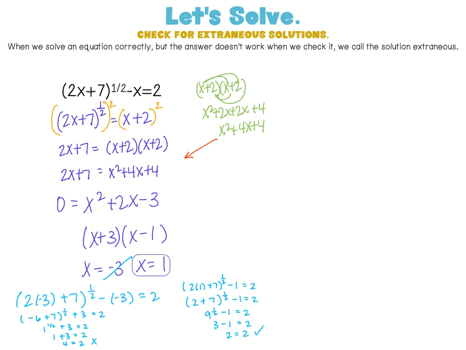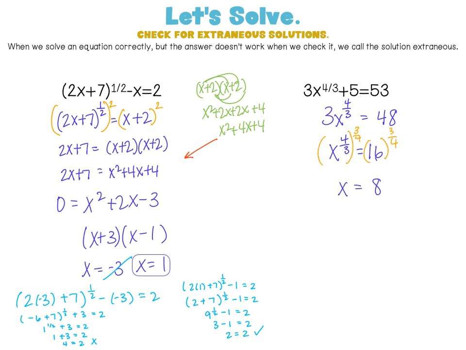Let's look at one more example here. I want to get x alone, so I'll move that 5 over by subtracting. I have to divide by 3 next. And in order to get rid of that 4/3 on the exponent, I will use the reciprocal and get 3/4. They will cancel on the left. 16 raised to the 3/4 power is 8.